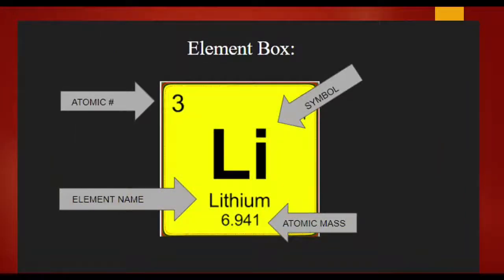On a periodic table, each element box contains the element's atomic number, symbol, element name, and atomic mass. In this example here, we have lithium, which has an atomic number of 3, as shown in the top left. We have the symbol, which is located in the middle, Li, and we have the atomic mass, 6.941.